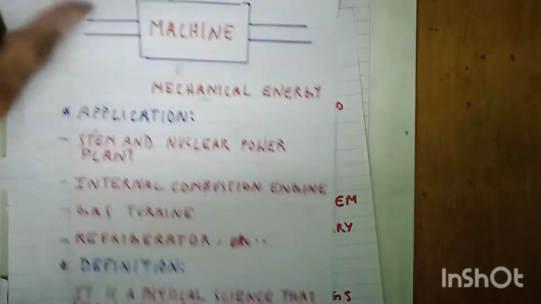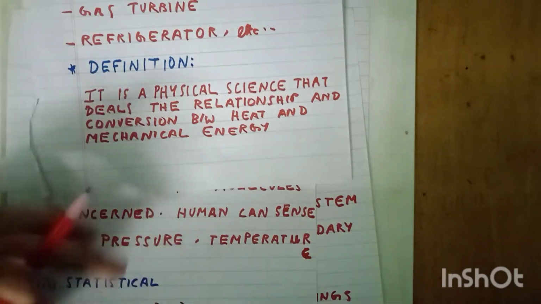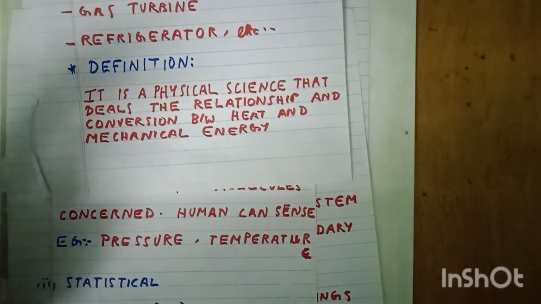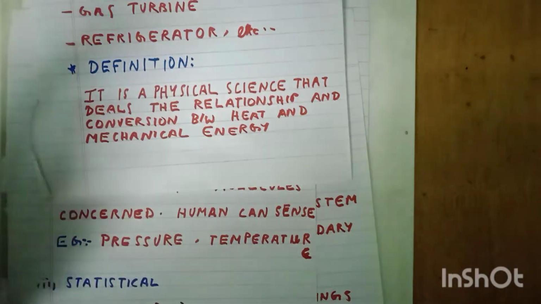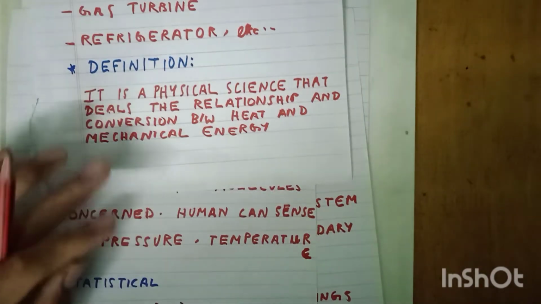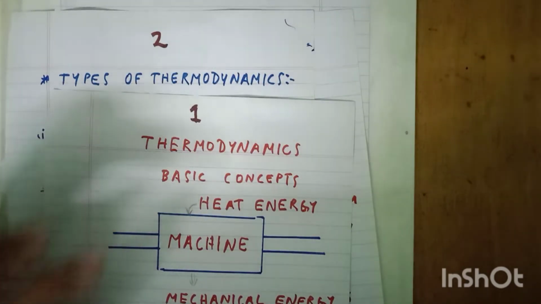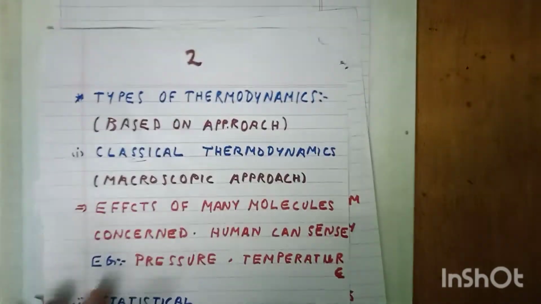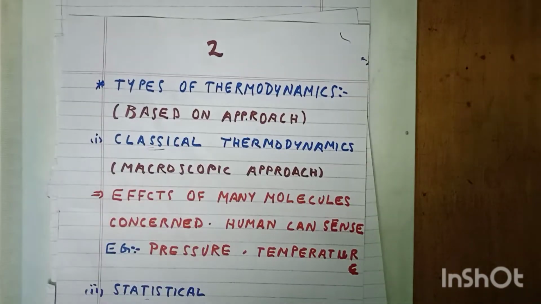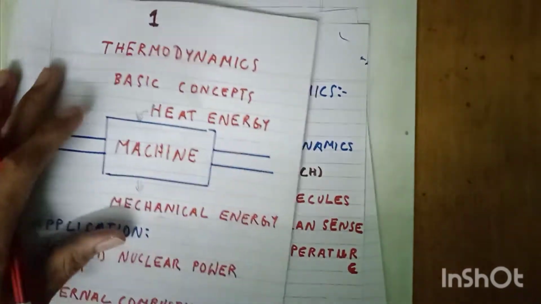By that way we define thermodynamics as a physical science that deals with the relationship and conversion between heat and mechanical energy. So from this, the definition of thermodynamics came, and by this way the concept of thermodynamics evolved. Let's move on to the types of thermodynamics. Now we are studying a machine, as I said, like the IC machine.